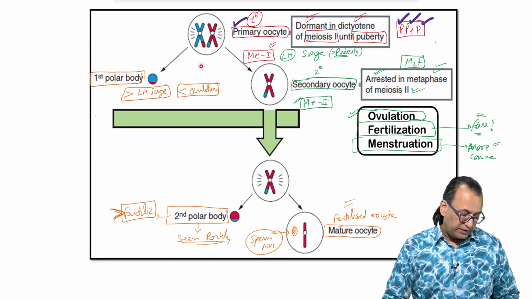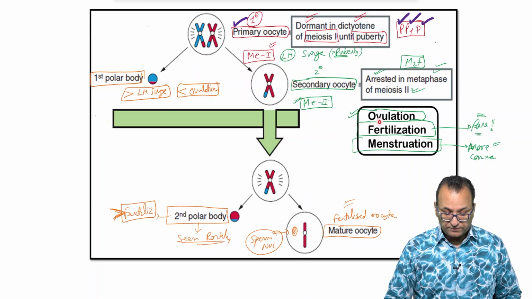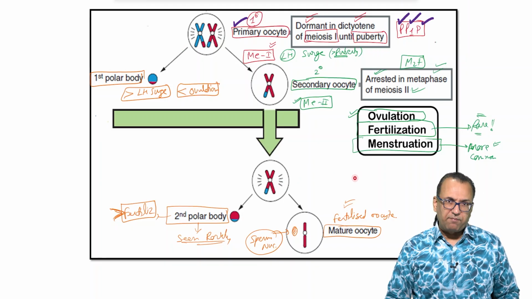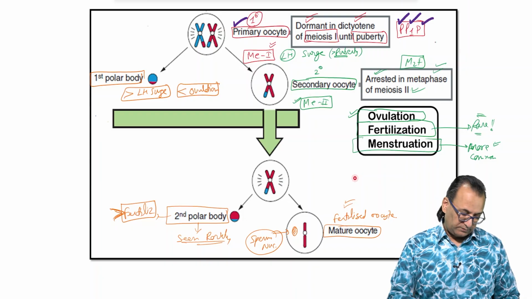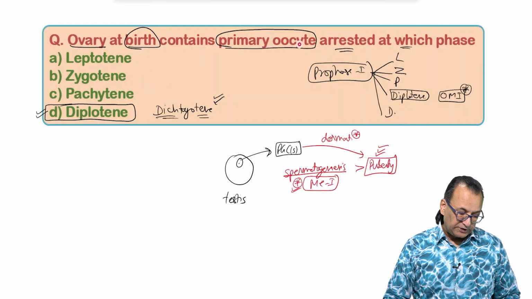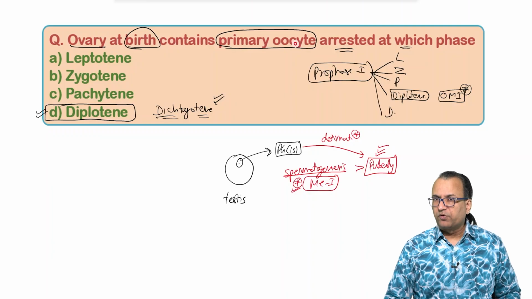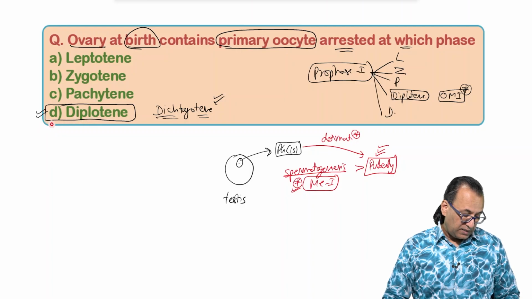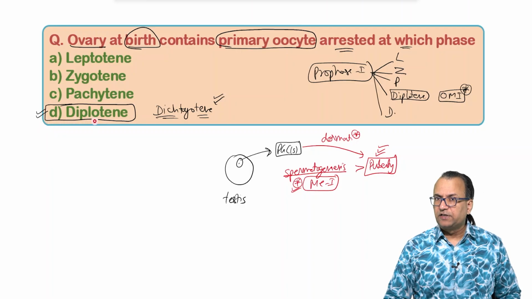Then when is the first polar body released? After the LH surge and before ovulation. So before ovulation and after the LH surge, you'll have this first polar body released. All these are to be remembered. Now let us go back to the question, and we have already marked the answer, so let us look at it once again. Ovary at birth has primary oocytes arrested in prophase 1, and in prophase 1 also it is the diplotene stage, until puberty occurs, until the LH surge occurs. So choice D should remain our answer here.